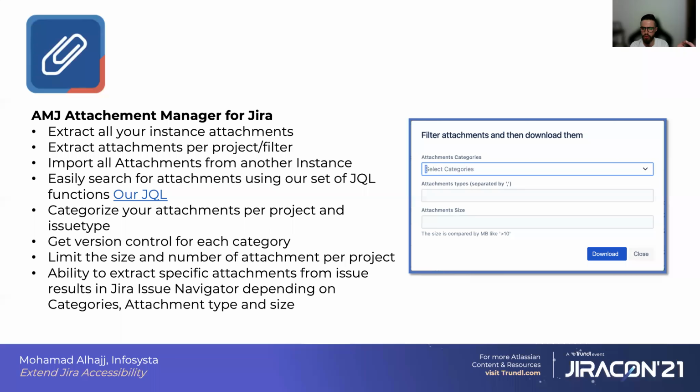You can have version control. For example, if you have a group of designers and they upload the design on the ticket to let you check the updates, you know that whenever you have a design, you have multiple versions. In Jira, there isn't version control. Through Attachment Manager for Jira, you will be able to have version control on the attachment itself. You can also limit the size and number of attachments per project, and you'll be able to extract specific attachments through Issue Navigator, as we can see in the dialog here.